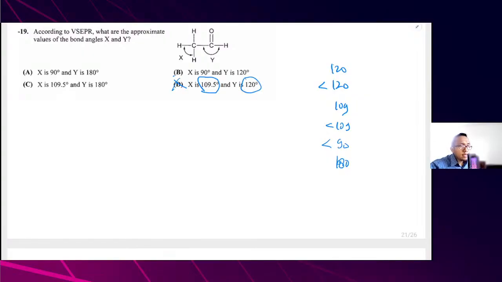When it will be 90 if we have like steric number 5 and 6. Sometimes it will be 100, it will be 90. Okay, especially for 6, most of them have 90. Okay, so the correct answer will be D.